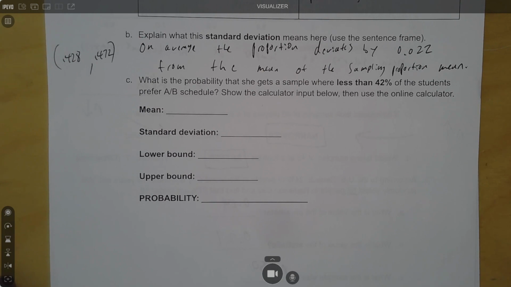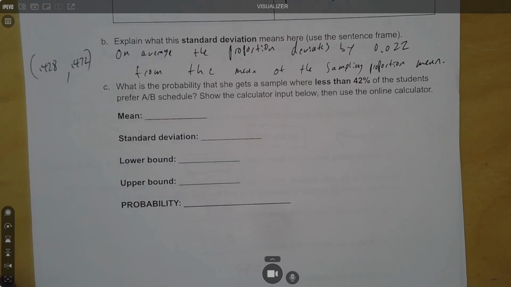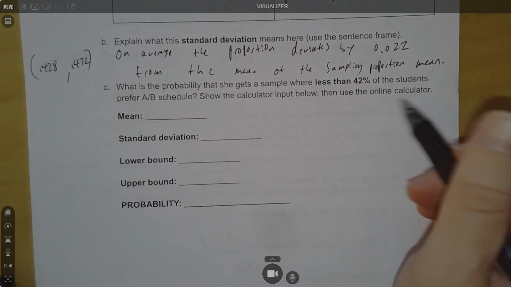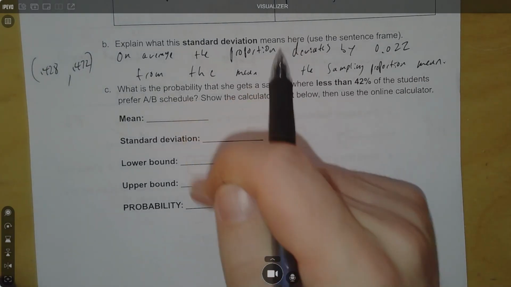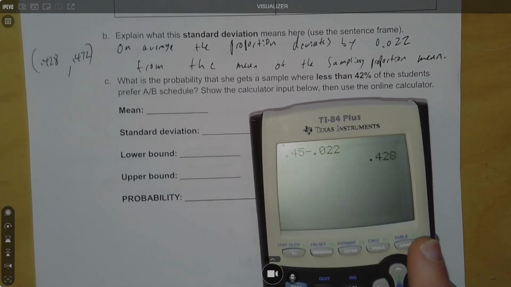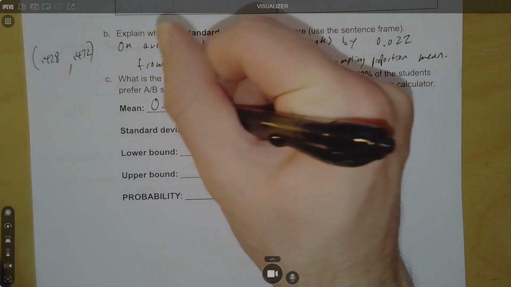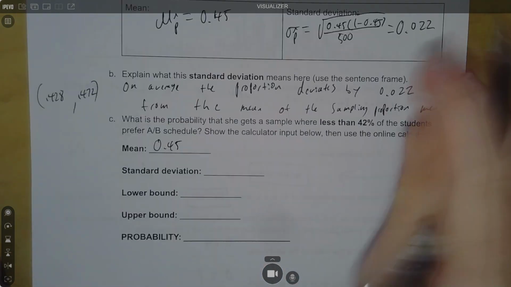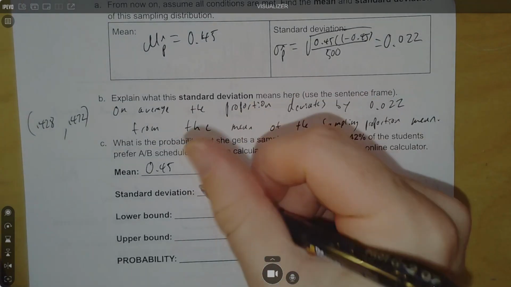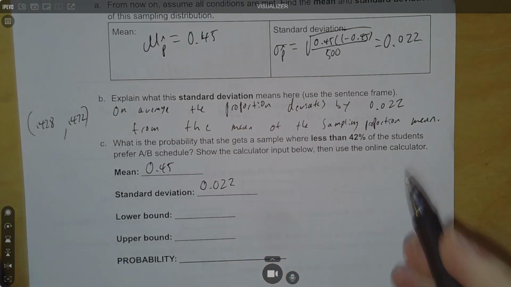So the calculator input below, then use online calculator. On the test, I'm not going to have you use the online calculator, but I will have you fill this in. If you have a graphing calculator, I can show you how to find the probability with that. The mean is 0.45. We know that. The standard deviation, we're pulling from right here, 0.022. My lower bound, it says less than 42%.